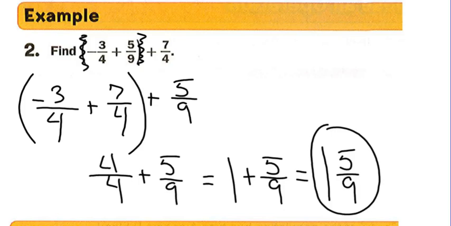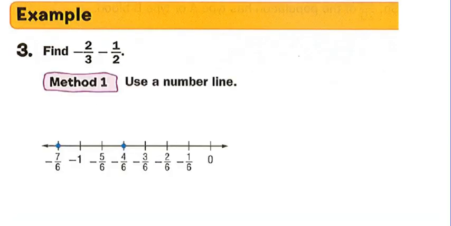And by using a little bit of trickery, by moving some things around according to the commutative and associative properties of addition, we're able to find some shortcuts that get us to this mixed number of 1 and 5/9. For the next example, we're going to do some subtraction because we said this lesson was about adding and subtracting unlike fractions. So we've got -2/3 minus 1/2.